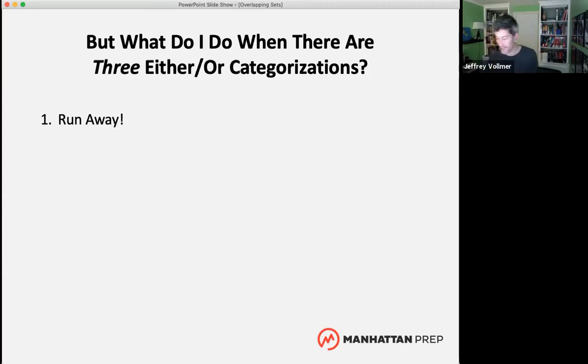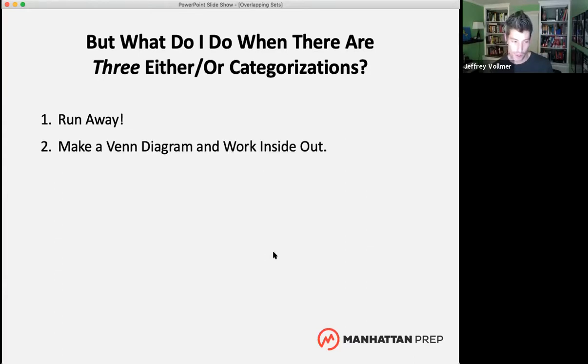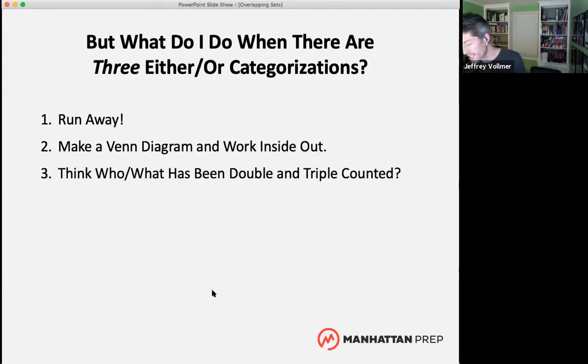You do not have to get every question right on the GMAT. You will not get every question right on the GMAT. Make this one of the ones that you're going to miss. But I do know there are stubborn people out there because I'm one of them. And so if you are going to do them, I think you've got 2 other options. You make a 3-circle Venn diagram and see if you can work from the inside out. And if that doesn't work, then go back to step 1, run away. But if you're going to do it, then you want to consider what's been double and triple counted.